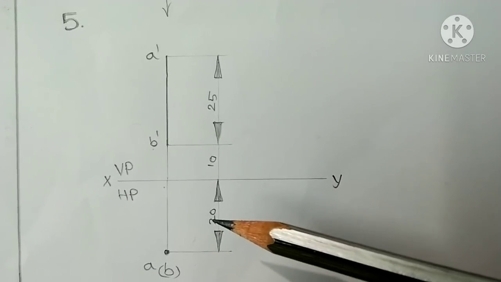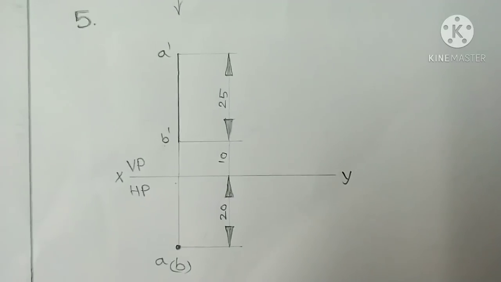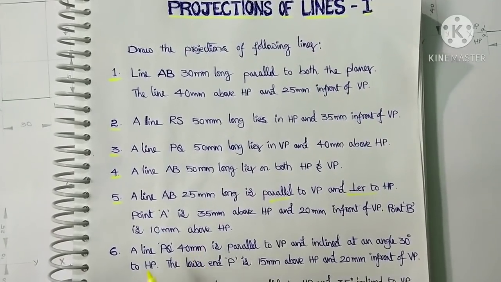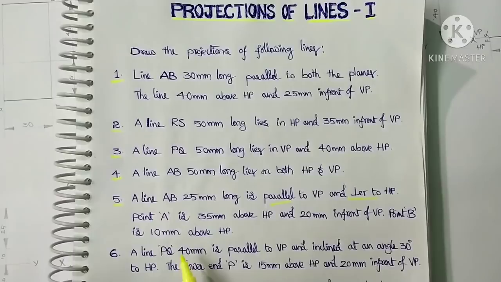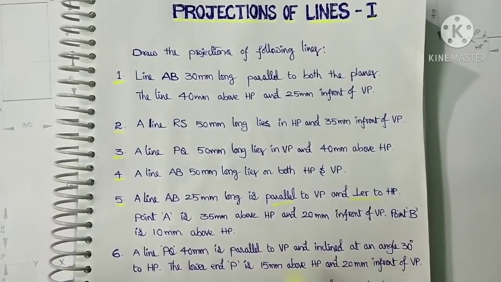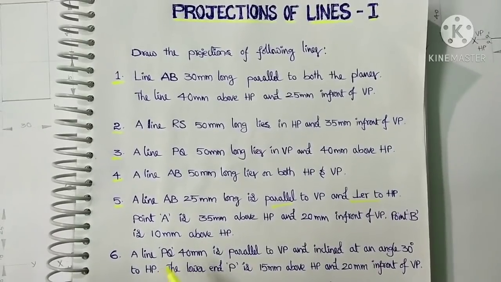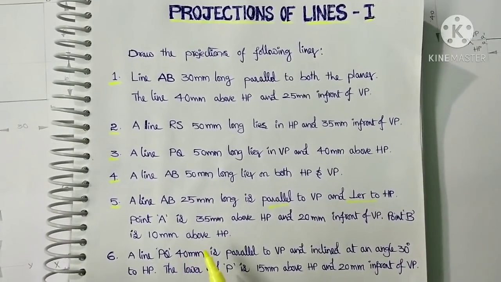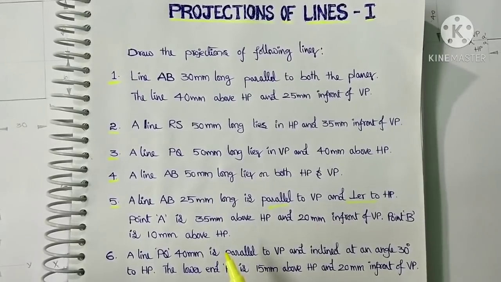Now let us move to problem number 6. A line PQ, 40 mm, is parallel to the VP and inclined at an angle of 30 degrees to the HP. Remember this point, it is parallel to the VP. That means we will get the true length in the front view.